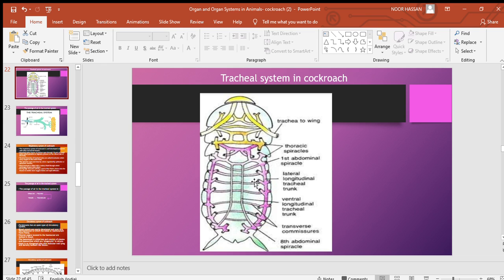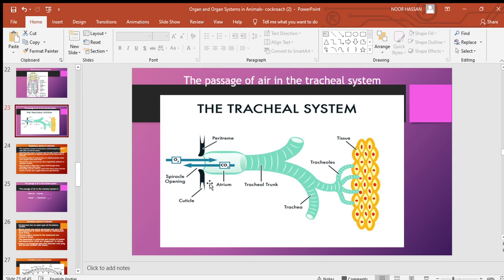spiracular muscles. And these trachea, these tubular structures, divide into a number of smaller branches which are called tracheoles, and these tracheoles open in tissues. These smaller branches are filled with fluid. Okay, we will go to the next slide so that you can understand easily.